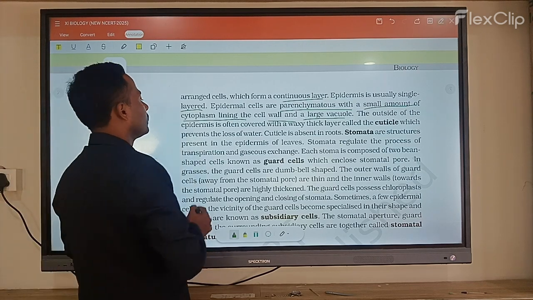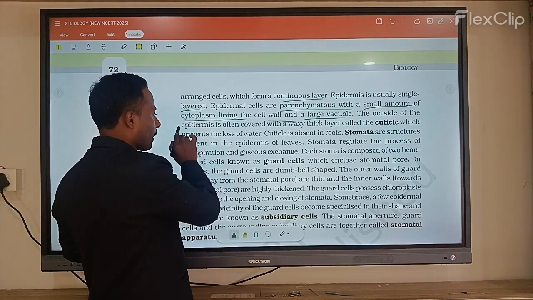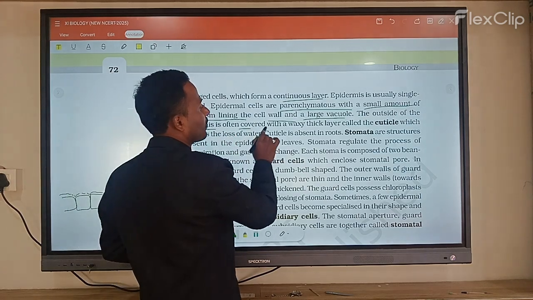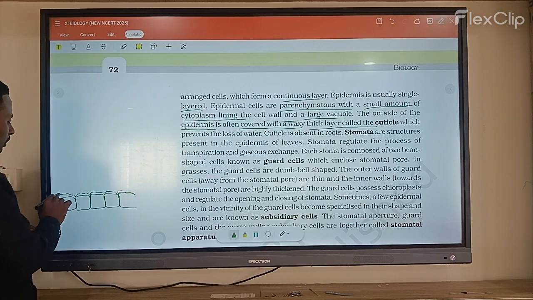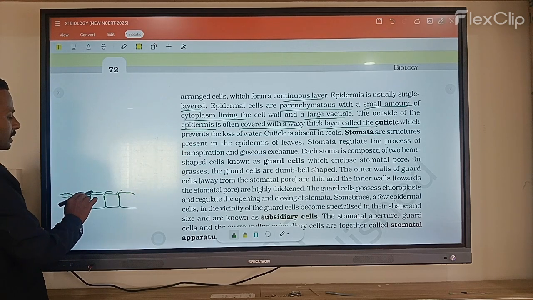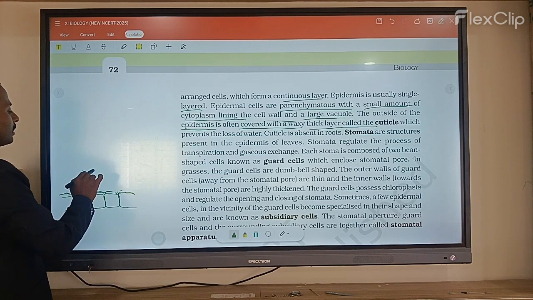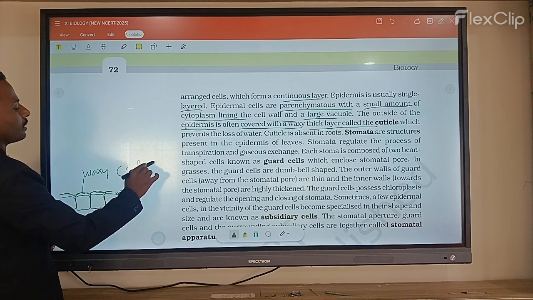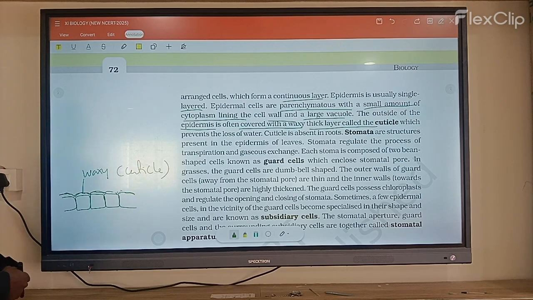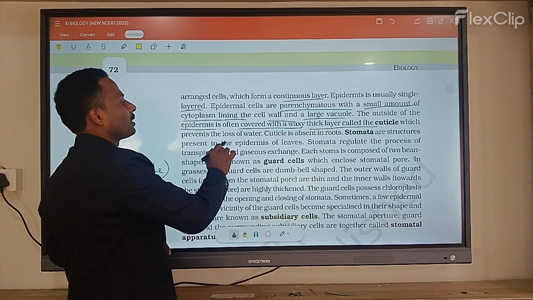And the outside of the epidermis is often covered with a waxy thick layer called a cuticle. See here, the outermost layer is present. This outermost waxy layer is called what? Cuticle. The cuticle layer prevents water loss.